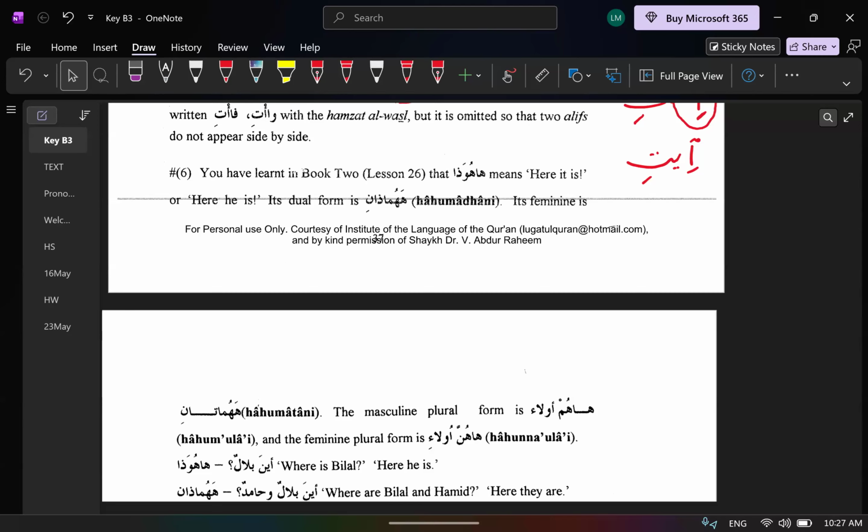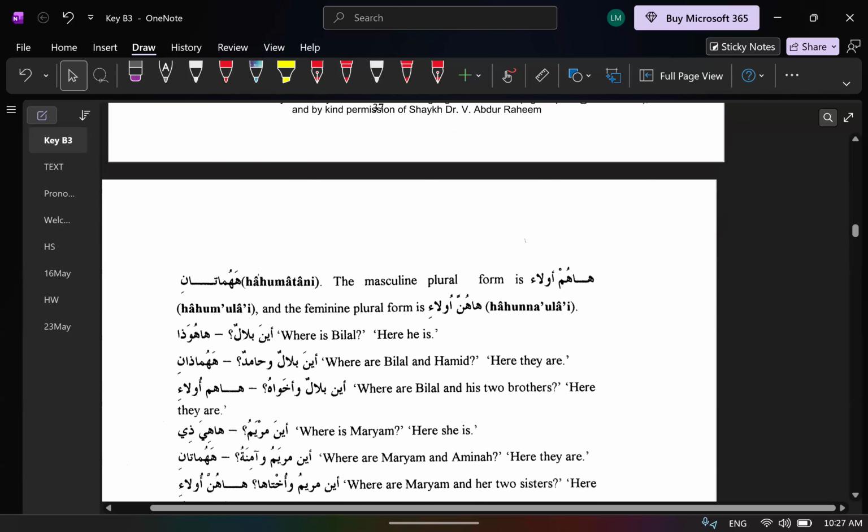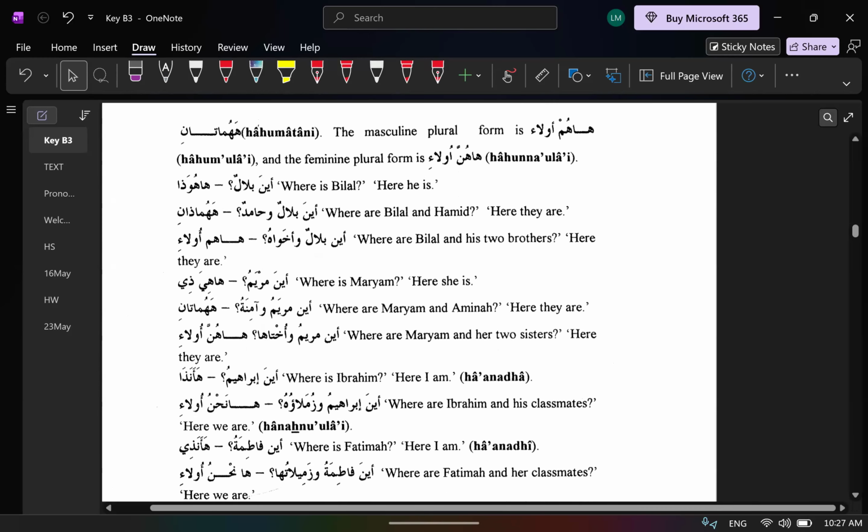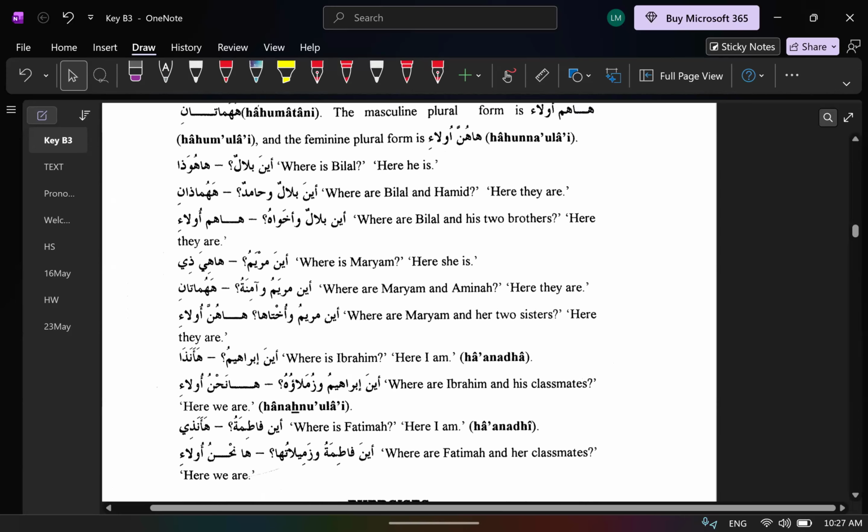Number 6, you have learned in Book 2, lesson number 26, that ha huwaza means here it is, or here he is. Its dual form is ha huma zani. Its feminine is ha huma tani. The masculine plural form is ha hum ulai, and the feminine plural form is ha hunna ulai. Once again, it's not very much used. I have not come across this anywhere to my knowledge in the Quran Majid or in the Ahadith. So not too much to worry about, inshallah.